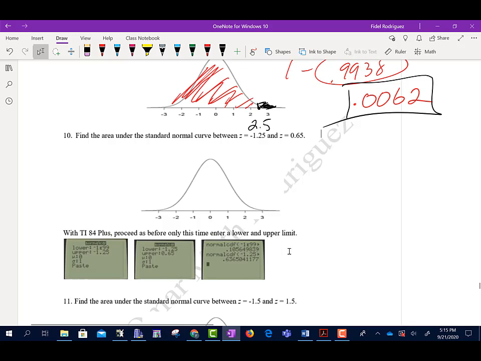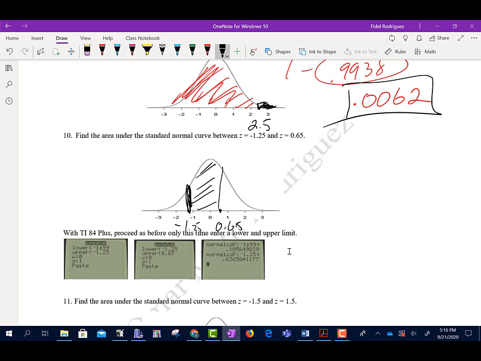All right. Look at number 10. Number 10 says, find the area under the standard normal curve between negative 1.25 and 0.65. Okay, negative 1.25, right here, and 0.65. So what is it we're looking for? We're looking for the area in the middle.